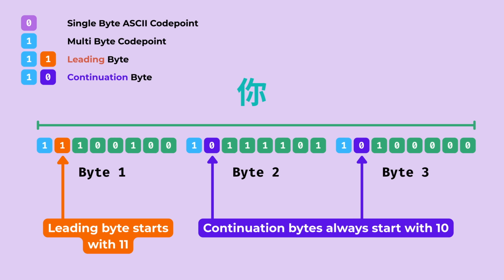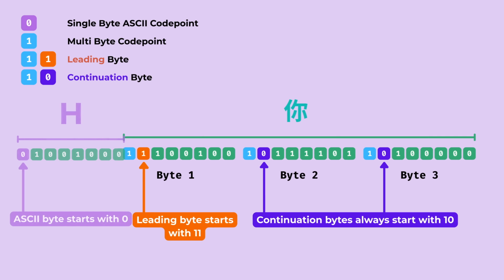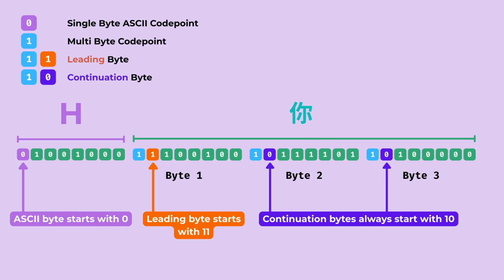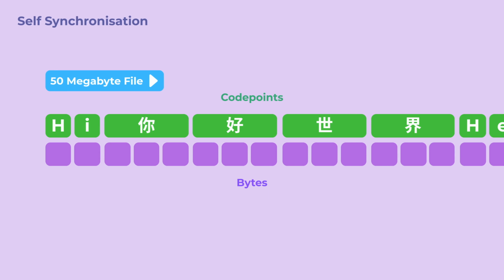So the highest bit tells you whether or not the code point is a single byte ASCII character, and the second highest bit tells you whether it's a leading byte or a continuation byte. And just to make things really clear, let's walk through the process of jumping to halfway through a 50 megabyte file with this encoding and finding a sync point.